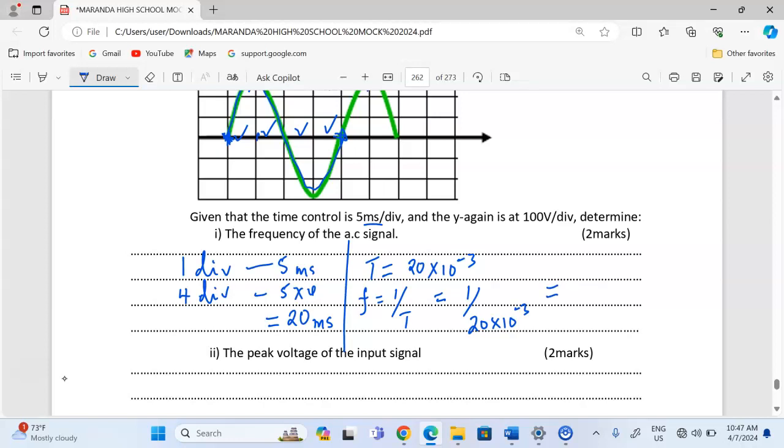we're going now to get the answer. Let me now check on the answer. When we take 20 times 10 to the power negative 3, then we take the reciprocal. This gives us exactly 50. So the answer is going to be 50 hertz.